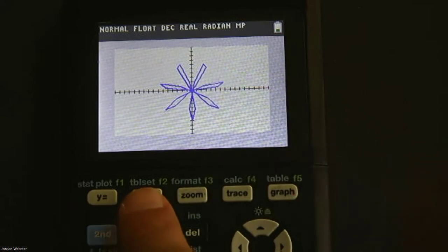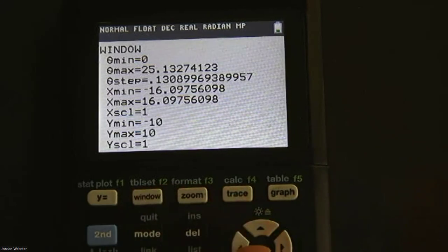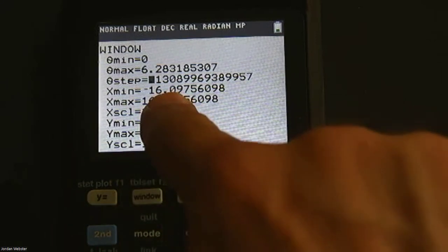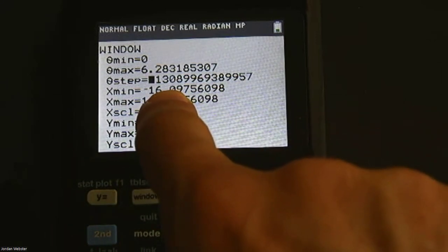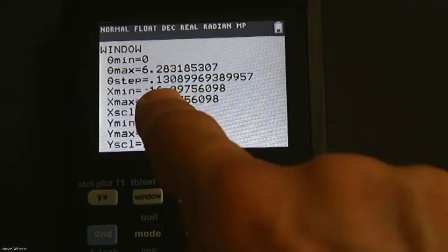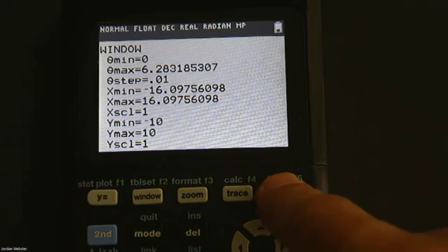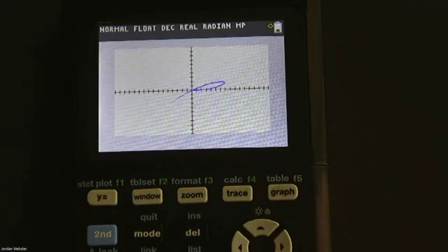If I want it to be a little bit smoother, just change the window. Let's say we want to go from 0 to 2 pi, but that's not going to help with the smoothness. The smoothness is going to be helped by using the theta step. Instead of 0.13, let's go 0.01 and then graph it. All of a sudden, everything looks a lot smoother, and the only reason is because we have more dots to connect.